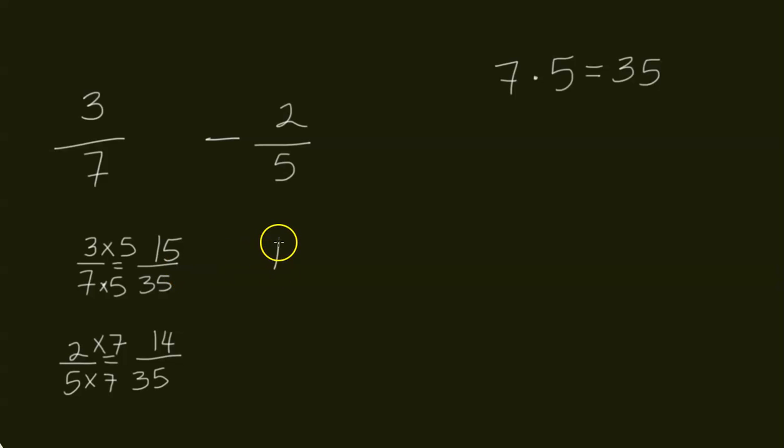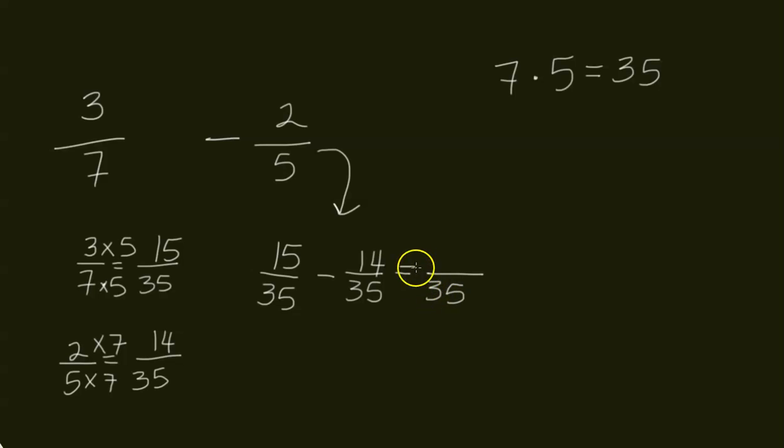So 3 over 7 is really what? 15 over 35. 2 over 5 is really what? 14 over 35, right? So I've just turned this problem into this problem. They're equivalent fractions, right? I didn't do anything but multiply the top and the bottom by the same number. So I haven't changed the fraction, I just made an equivalent fraction. So 15 minus 14, right? The denominator is going to be 35. 15 minus 14 is what? 1. So that's the final answer, okay?